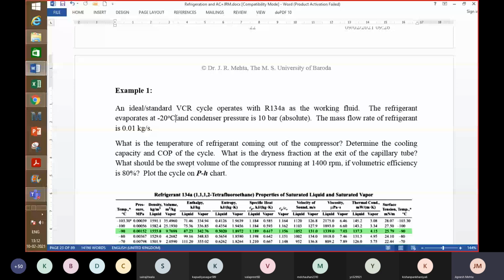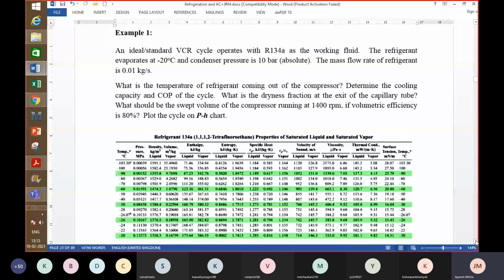Okay, so let's start doing this exercise and you will need the property tables to be able to do this. So this is the property table and I hope you have those tables in front of you. Now, most or a large part of the exercise would be to get the enthalpy at a given state and get the enthalpy difference, and that enthalpy difference will be used to get different parameters.